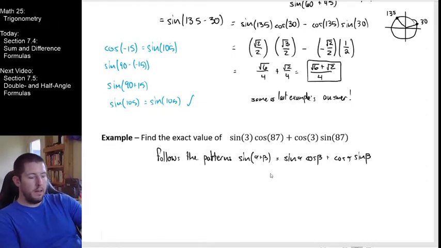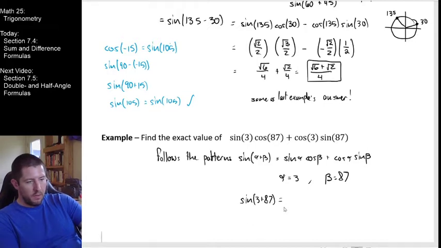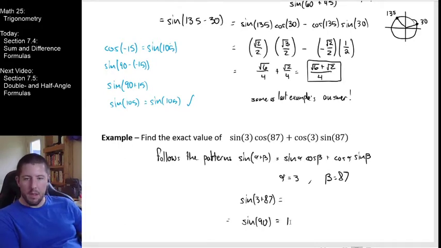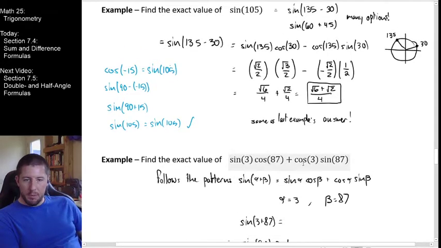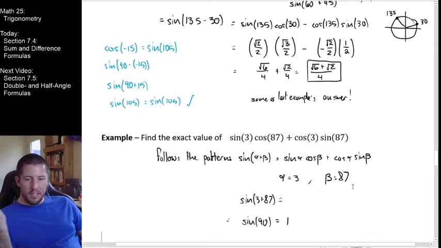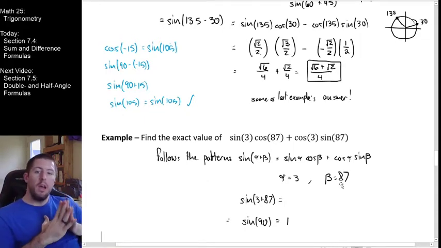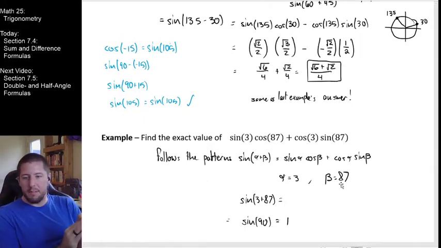So it looks like here, alpha is 3 and beta is 87. It looks like this should just be equal to sine of 3 plus 87. Well, that's just the sine of 90. It's just 1. Right? So here's a very complicated, difficult expression, but it's literally equal to 1 exactly. And we know this because we're following along from our sum and difference formulas.